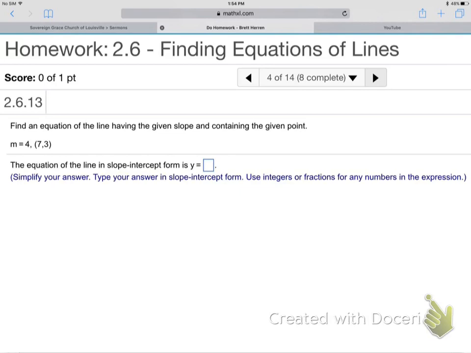Okay, so they're giving me slope 4, and the point 7, 3. Find, there's that key phrase, find an equation. So same thing, try that. So your first step is to write slope equals y minus blank over x minus blank. It's like a slope formula with blanks at the back.